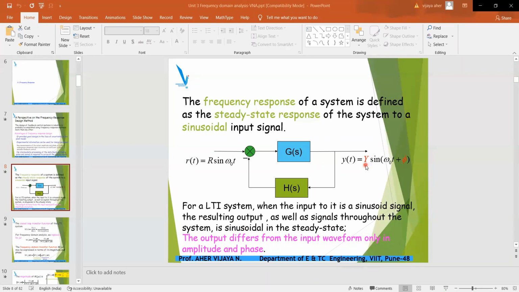If the amplitude changes, what is the amplitude of the input sinusoidal signal? It is R. Frequency remains the same, omega 0 t. Both input and output are sinusoidal signals. What is the change? Change in amplitude and change in phase only at the output, and hence the output differs from the input waveform only in terms of magnitude, or amplitude, and phase phi. Is this clear? What is frequency response? Any doubt up to this?